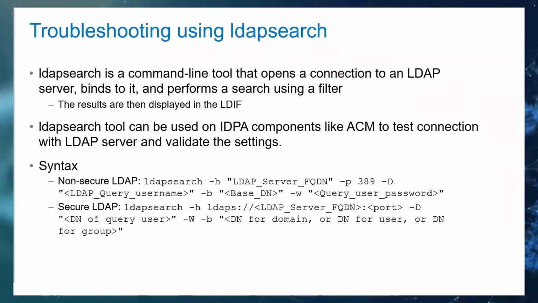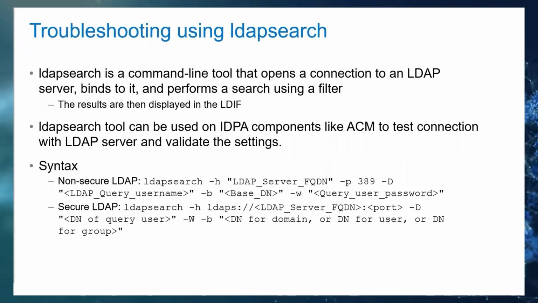Now, the syntax is different for non-secure and secure LDAP, right? So for non-secure, you can issue the command ldapsearch -h, put the FQDN of the LDAP server, be it OpenLDAP or Active Directory, -p, put the port number there, -D, put the user credentials, ldap_query@x400.sh, for example, or something in that format, right? -b, you put the base DN. This is where your domain component goes, something like DC=x400, DC=sh, right? And then -w, you put in the query password.